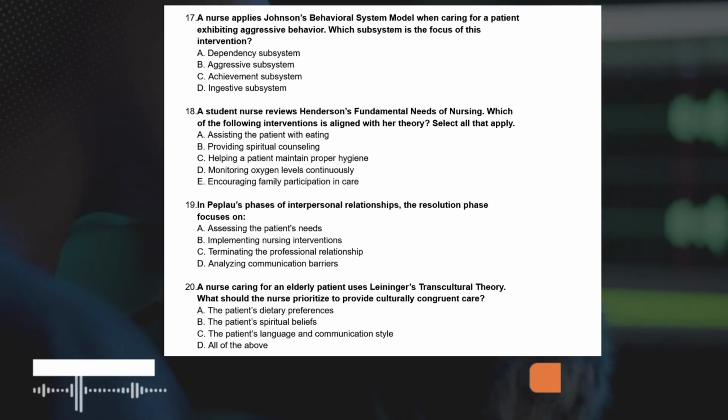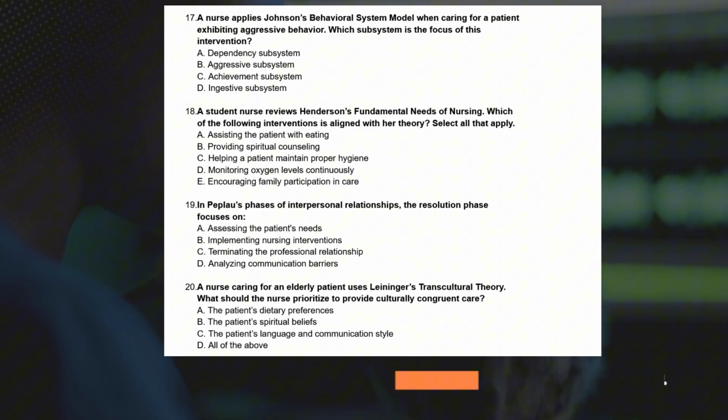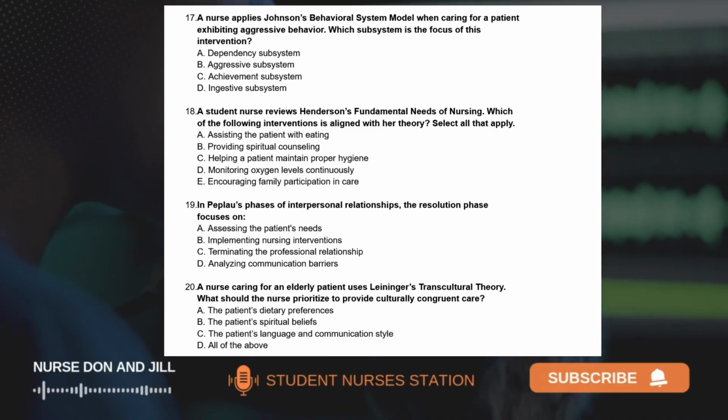So if we're talking about a patient being aggressive, I'm going to say the focus is on B, the aggressive subsystem. Okay, that makes sense. Johnson's model says that aggression is a normal human behavior and that this subsystem is about how people protect themselves, set boundaries, and react to threats. Exactly. It's about understanding how they see the world and what makes them feel safe.